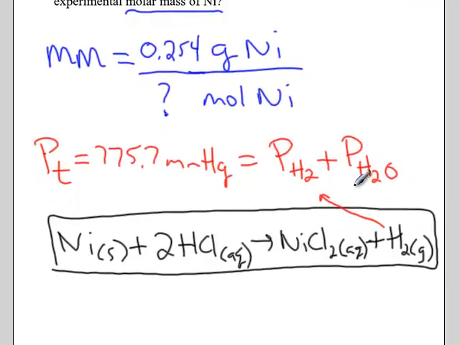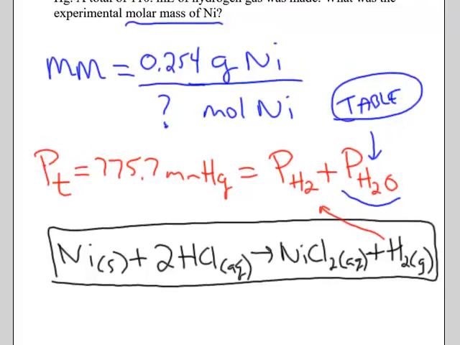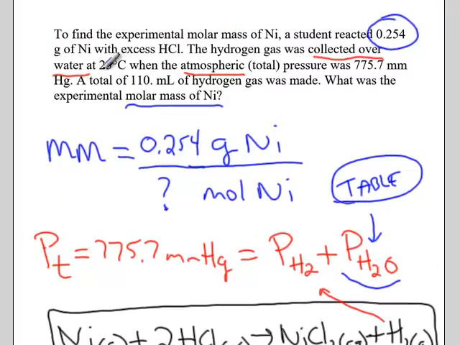We know this number, the pressure of water. We can find this in a table, and when you get to this lab, in your lab manual, there's a table that tells you the pressure of water vapor. You just have to know what the temperature of the experiment was. So in this problem, the temperature was 23 degrees, and if you look up in your lab manual, at 23 degrees, the pressure of water is 21.1 millimeters of mercury.